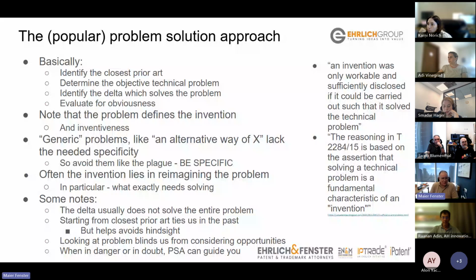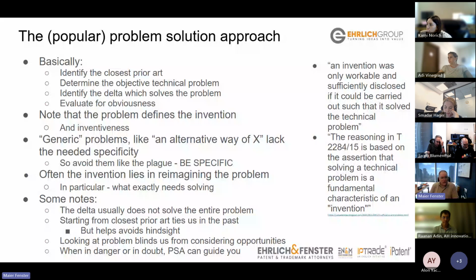And basically, it's a straightforward method. You identify the closest prior art, then you determine the objective technical problem which is not solved by this closest prior art. Then you identify this delta which the invention is adding, which does solve the problem, and then you evaluate whether or not it's obvious. Okay, cool.